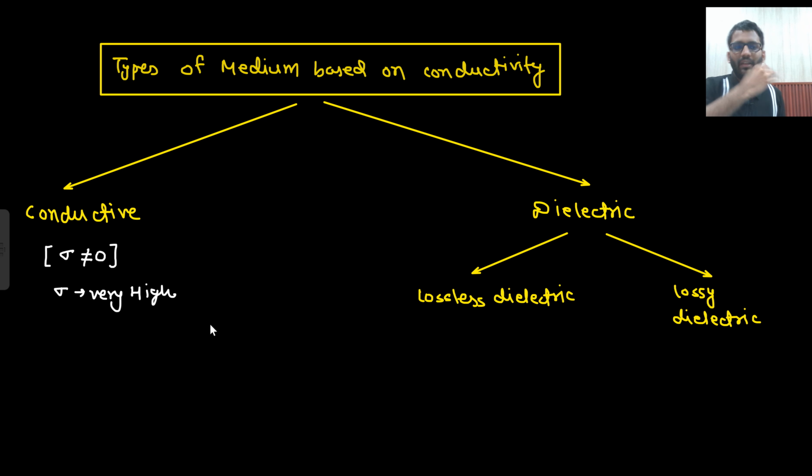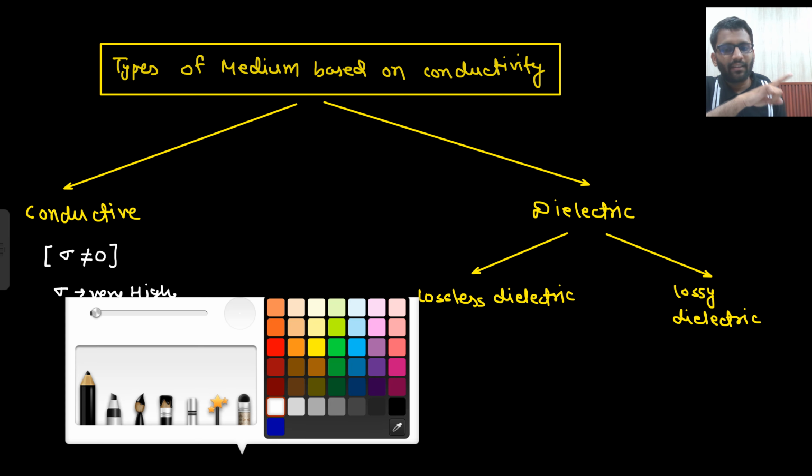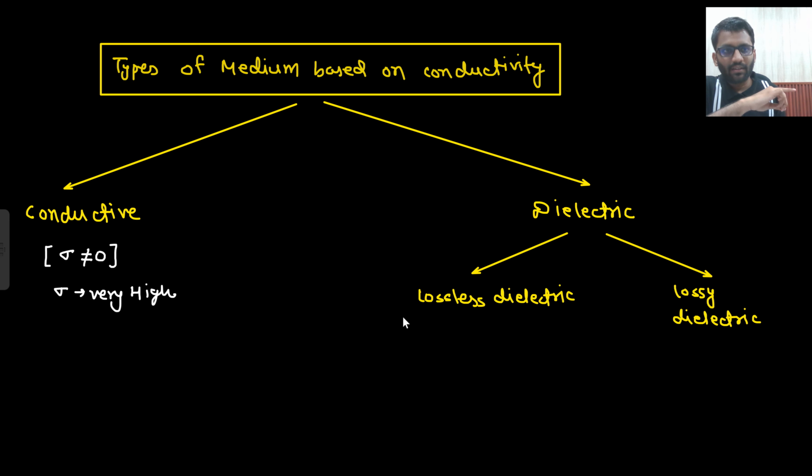Conductivity will be very high. What do you mean by dielectric? A dielectric medium is a non-conductive medium only. That means there will be no conductivity. In a dielectric medium, ideally there should be no conductivity. Ideally sigma should be equal to 0. But no, there are two cases, because a dielectric medium can conduct at breakdown.